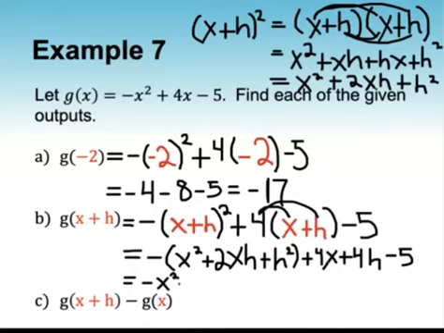So we have negative x squared minus 2xh minus h squared plus 4x plus 4h minus 5.